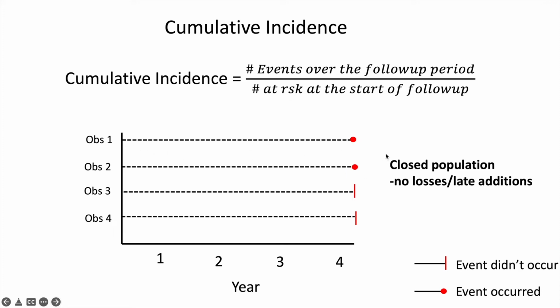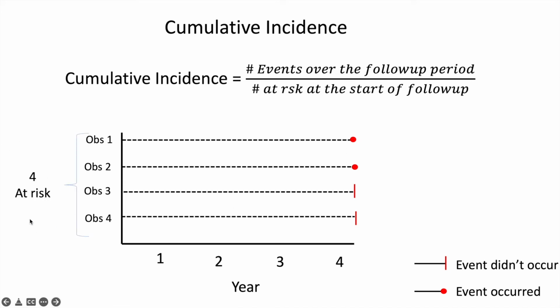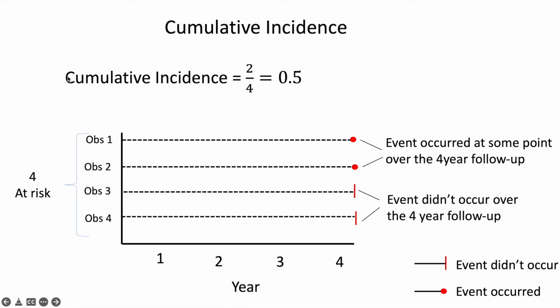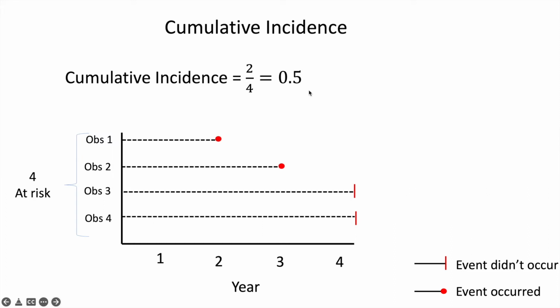Everyone was followed the whole time, and there were no losses, and no one was added halfway through or anything like that. These blunted ends are those that didn't have the disease, and the circle at the end is those who had the event, and they were followed for 4 years. So there are 4 people at risk. That's our denominator at the start. 2 had the event at some point over the 4 years, and 2 didn't. So our cumulative incidence is 2 over 4, or 0.5, and that has no units because it's a proportion.